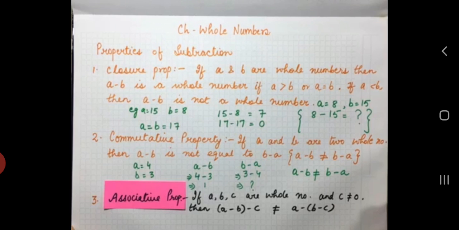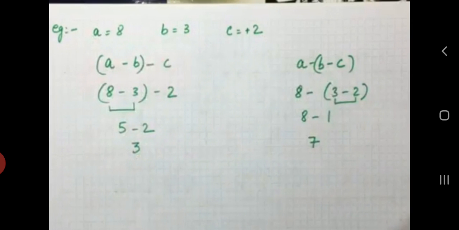Next, the associative property. So, the associative property says if a, b, c are whole numbers and c not equal to 0, remember c not equal to 0, then (a minus b) minus c is not equal to a minus (b minus c). Let us take an example. Here we have considered a equals 8, b equals 3 and c equals 2. Now we shall solve (a minus b) minus c and a minus (b minus c).